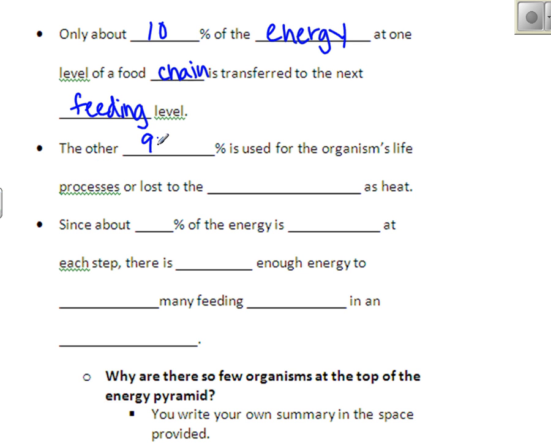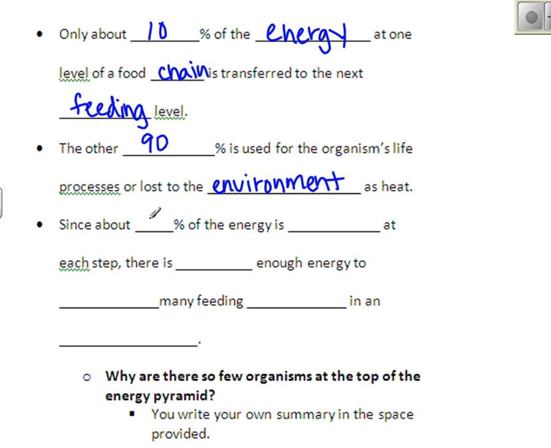The other 90% of that energy is used for the organism's life processes, or it could also be lost to the environment as heat. So all the energy that organism has, 90% of it's used to keep that organism living, this life process. So living, growing, reproducing, all of those things that is considered a life process, or it could be lost to the environment as heat. Now, when that organism gets eaten, only 10% of its energy is then passed to whatever eats it.